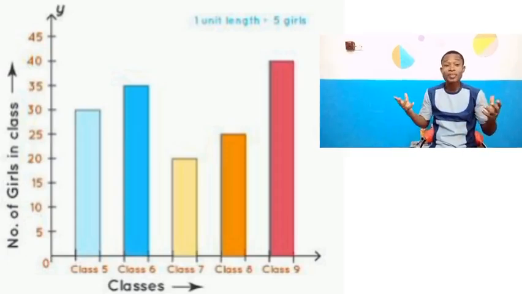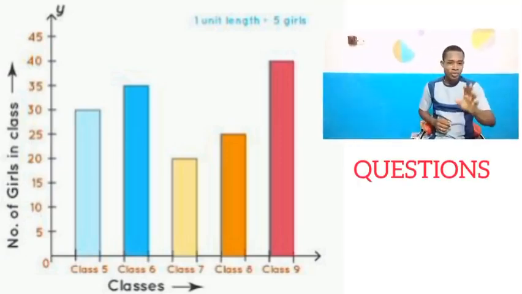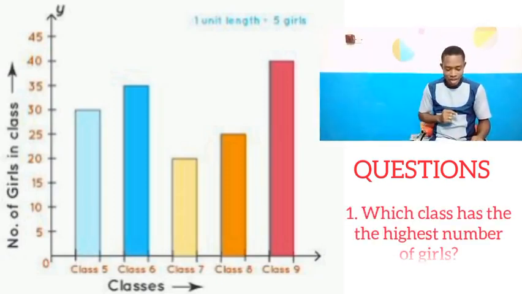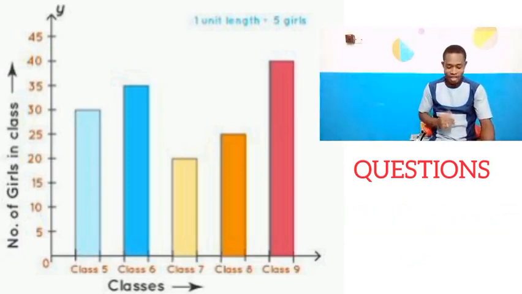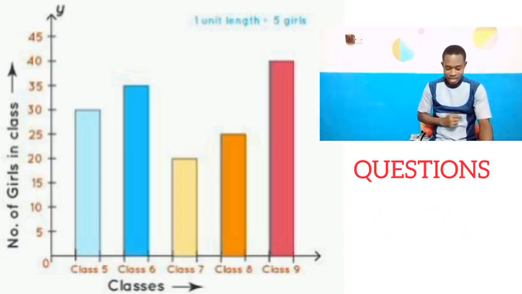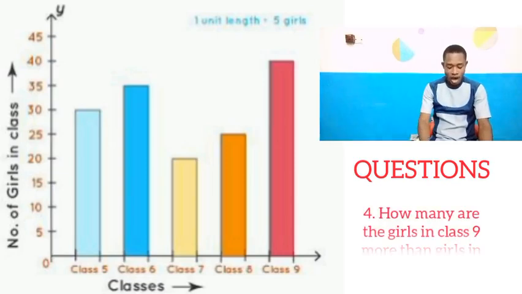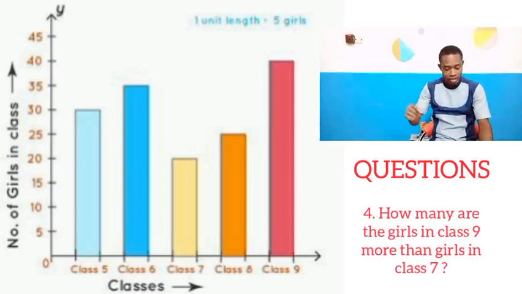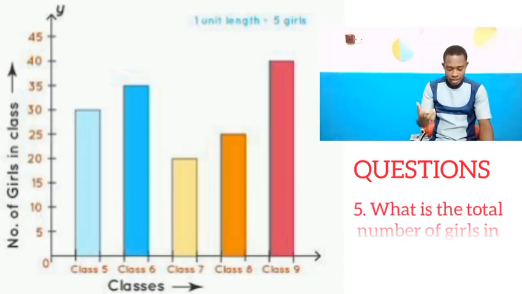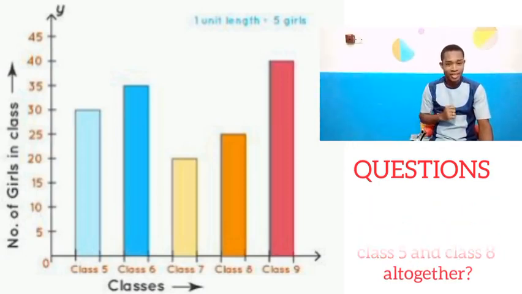This is just about the number of girls in some classes. We are going to answer the following questions. What are the questions? Follow along as I read the questions, okay? Number 1, which class has the highest number of girls? Number 2, how many girls are in class 7? Number 3, in which class are there 30 girls? Number 4, how many more girls are in class 9 than in class 7? Question number 5, what is the total number of girls in class 5 and class 8 altogether?